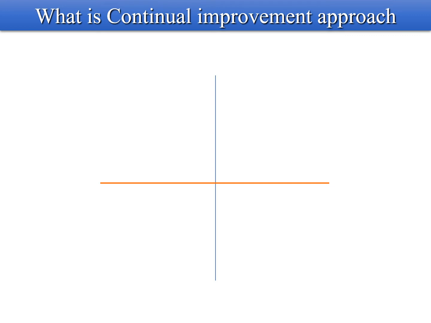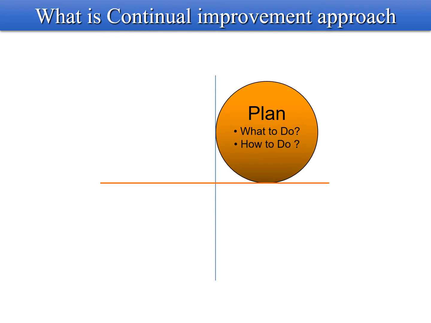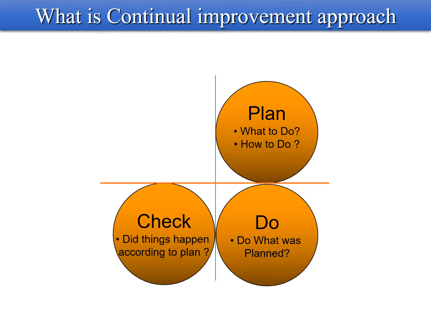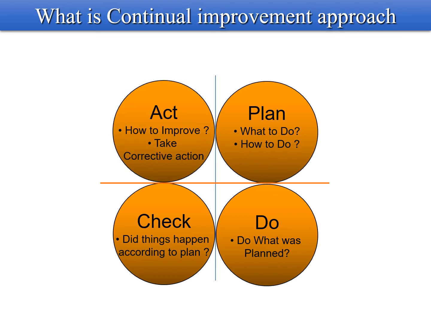So what is a continual improvement approach on which the objectives are based upon exactly? If you see continual improvement approach, that means you need to have a plan. The plan should have what is to be done and how it is to be done. And then you need to have a do activity, which is basically do what was planned, and then check what has been done with respect to the plan, and then see how to improve or take immediate corrective actions. So this is basically a PDCA cycle.